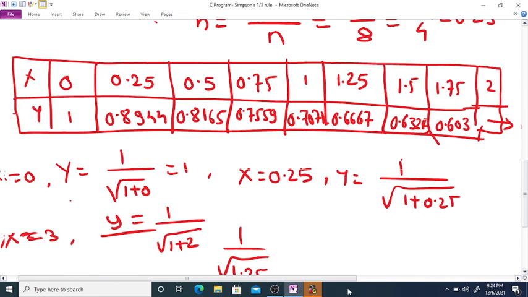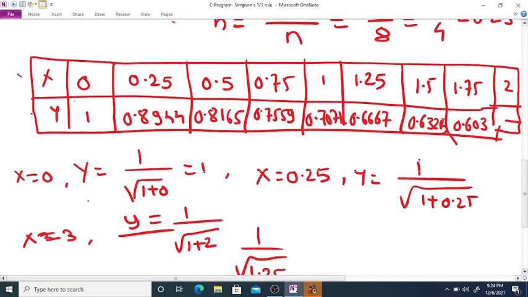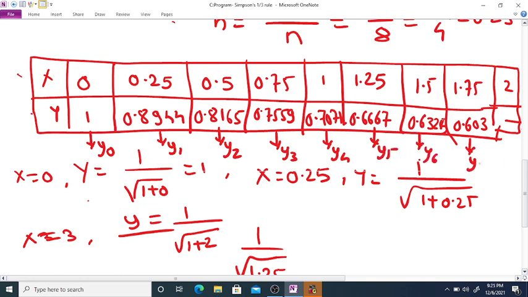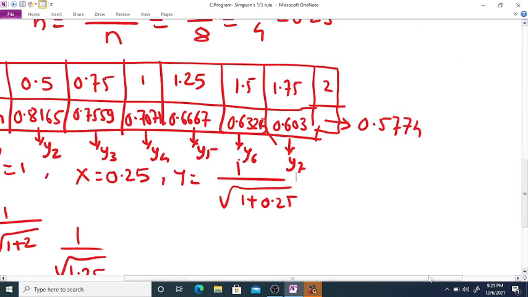So here this is the value of y0, this is y1, y2, y3, y4, y5, y6, y7 and y8. Finally it is y8.